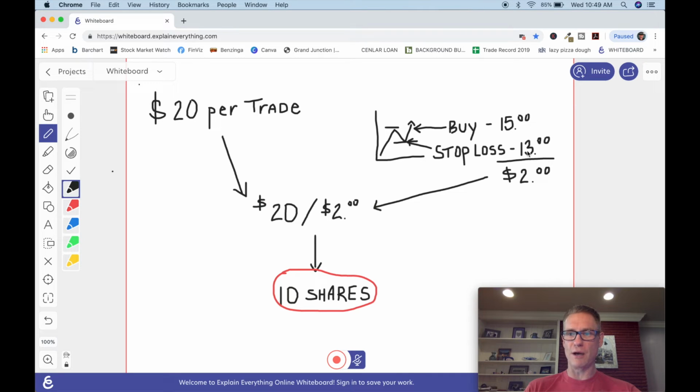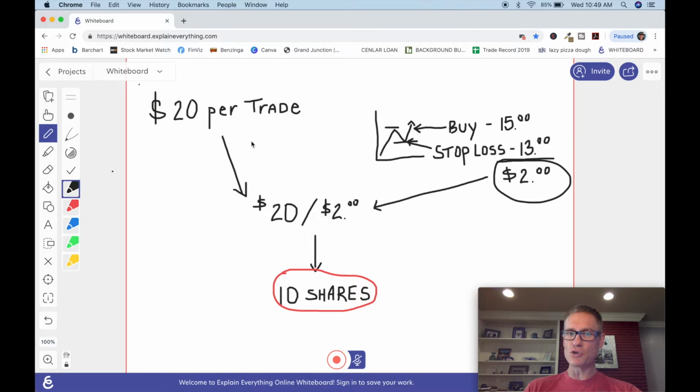which is $13. And if you don't know what a stop loss is, I'm going to put a link down below, and it's going to have a link to an Investopedia article about what a stop loss is. So I'll put that down below. Just check that out. But overall, $15 buying in, $13 is my stop loss level, and if you subtract those, you get a $2 stop loss, okay?